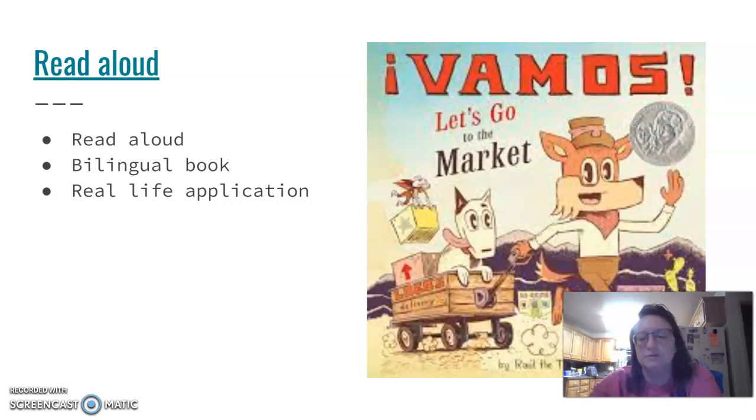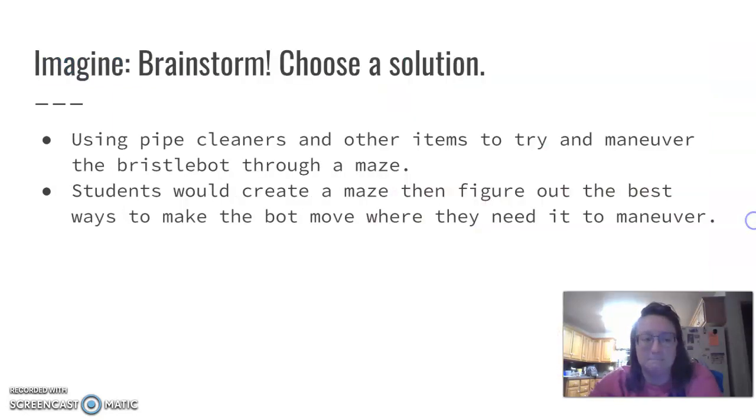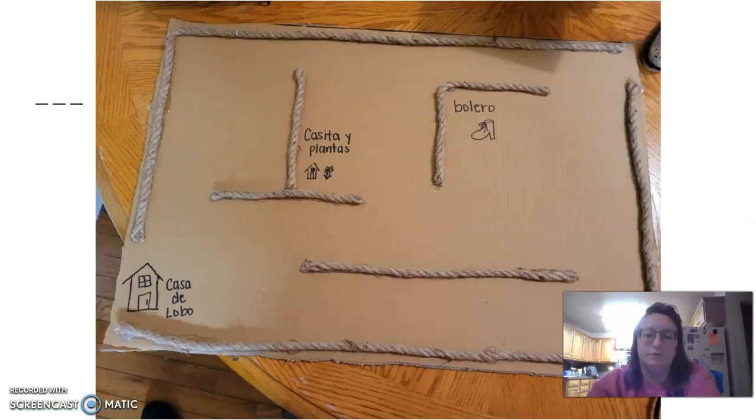So for my students, this would be real life application. We do have a market nearby, and my students do go there quite often with their families. So my solution would be to use pipe cleaners and other items to try and maneuver the bristlebot through a maze, and students would create the maze and find out how they could get the bristlebot to maneuver through it using different items to help it move.